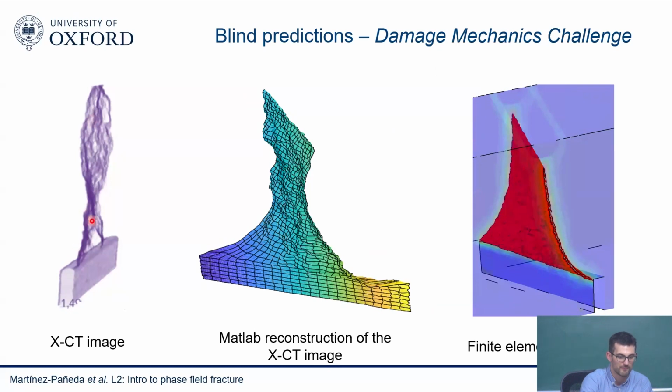The XCT doesn't have the resolution of the finite element model, but I think they also compared errors. I'm only showing these graphical images, but they compared displacement fields, and the error was quite minimal. So they agree quite well on the shape of the crack, how it was tilted and growing.